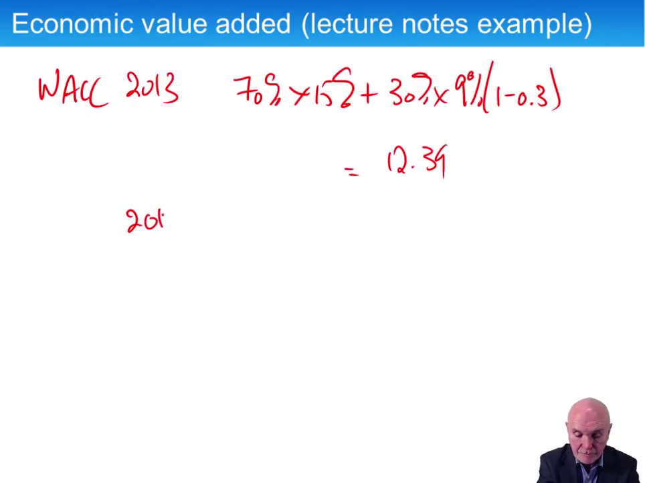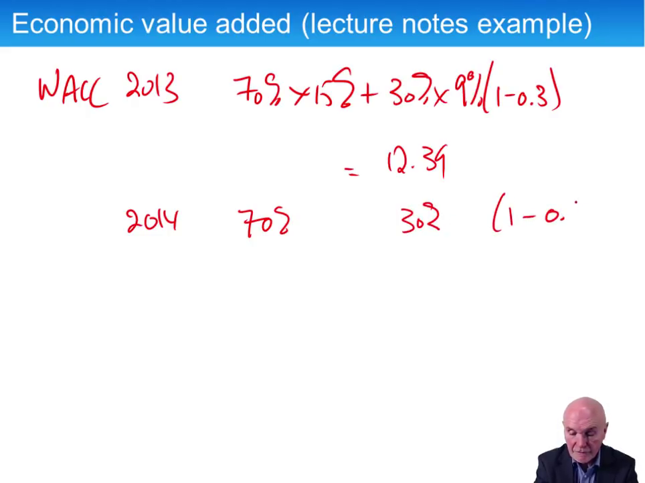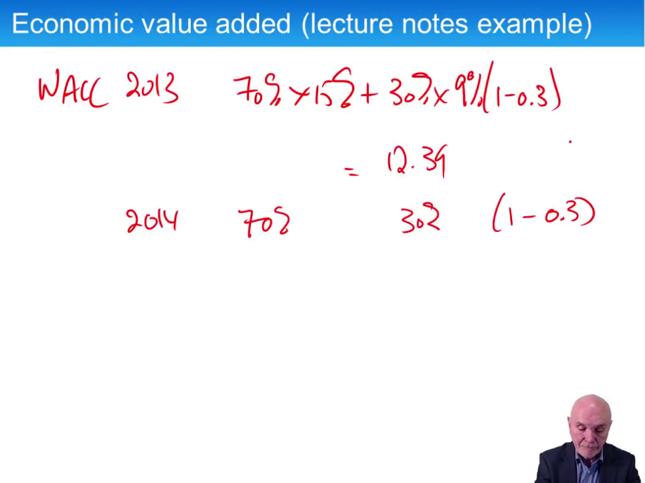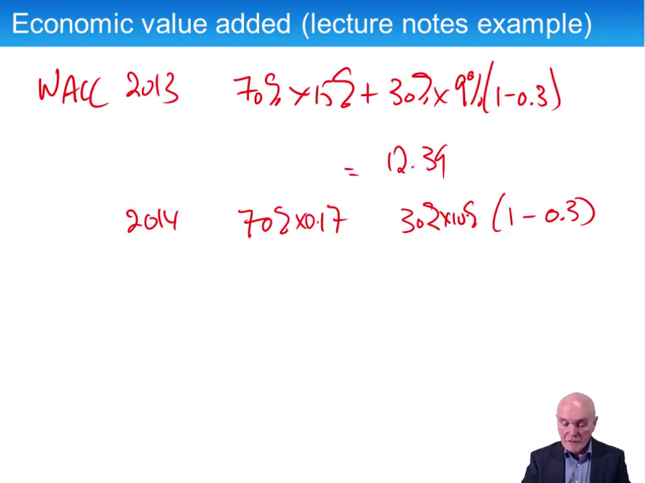And for 2014, it's going to be 70% and 30% again. We're going to have this 1 minus 0.3 going in there, and the two rates which we had, 10% for debt and 17% for equity. So 17 and 10. So in here we have, for the debt, 0.3 times 10 times 0.7 plus 0.7 times 17, or that's really, 17%, is going to be 14. So exactly 14%.